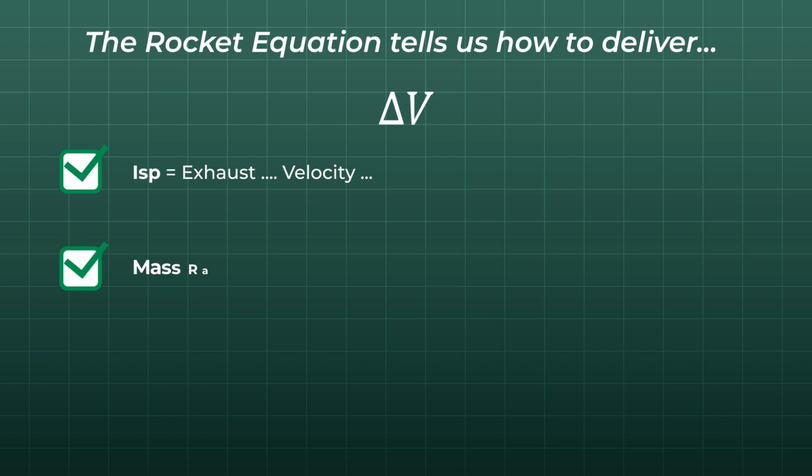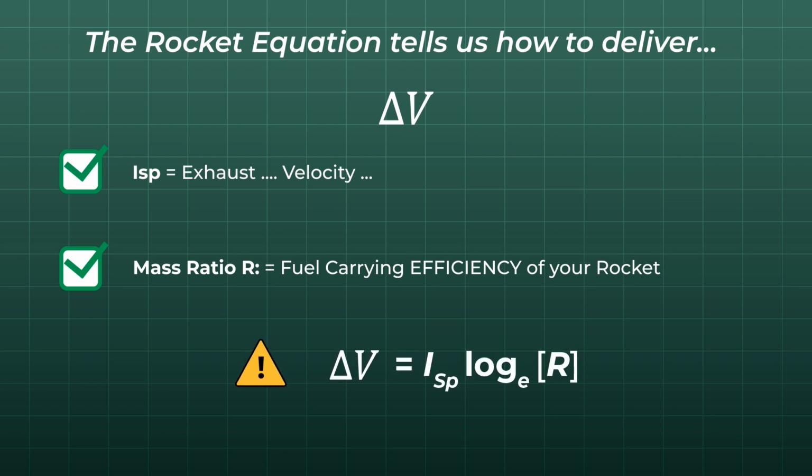The second is the mass ratio, or the initial mass of the rocket compared to the final mass, the difference being the propellant that it's burned. And this is also a measure of how efficiently your rocket carries all its propellant or fuel. These are linked by an equation, the rocket equation, and here's how it works.